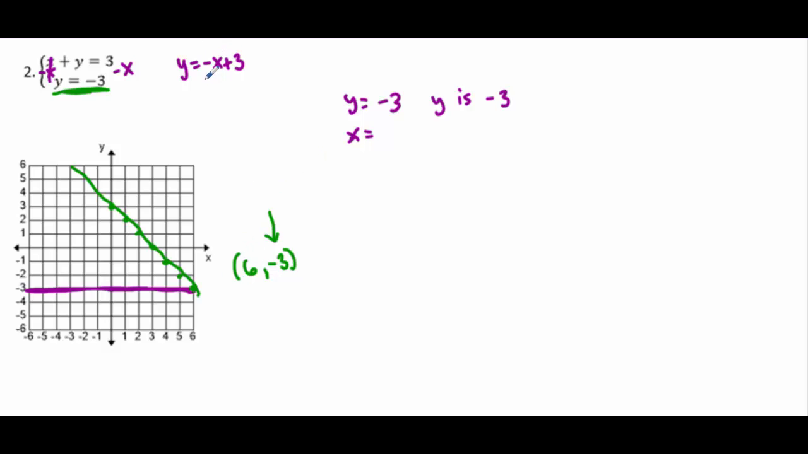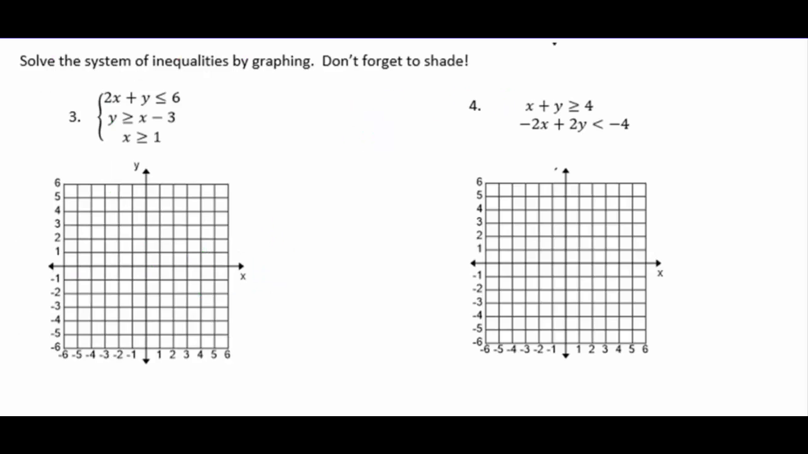Now on number 1 and 2, we may have been able to get to the answer faster by substituting or eliminating. The reason we did it by graphing is because that's what the instructions told us to do. And so that's what we had to do to get full points, if it asked us to do it a certain way.